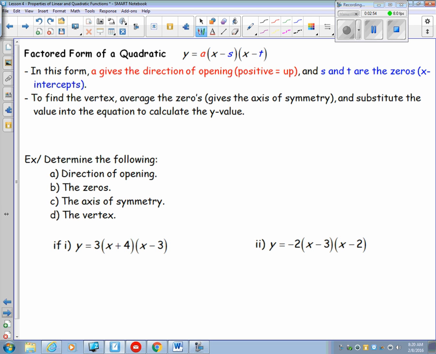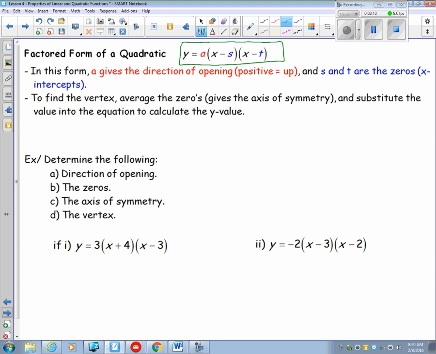Okay, let's take a look at quadratics. In grade 10 and grade 11, we spent a lot of time with quadratics when we looked at different forms. Today we're going to look at the one we're going to use the most, the factored form. Factored form is this thing up here at the top: y equals a(x - s)(x - t).